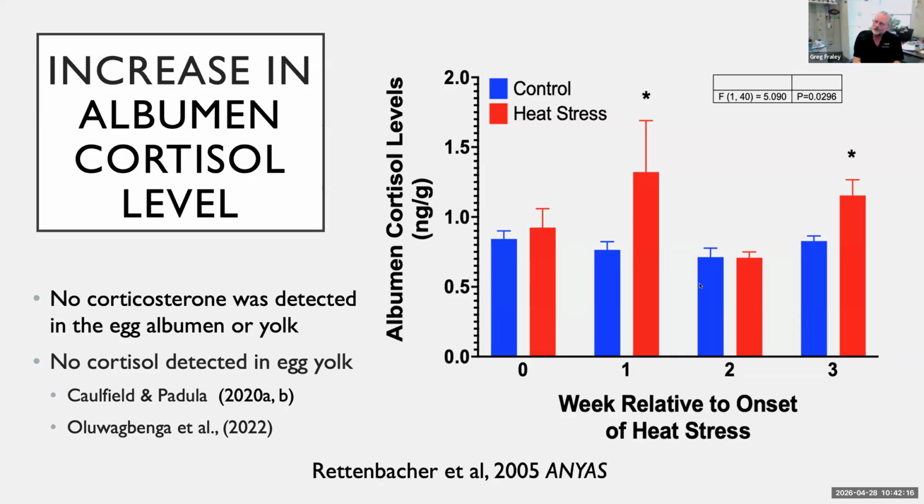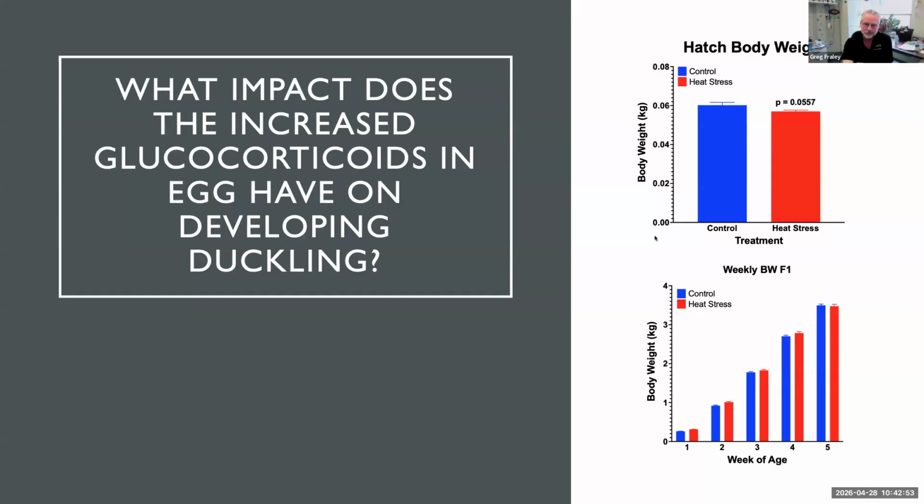finding it in the albumin versus yolk is important. And there was a study a while ago now by Rittenbacher, reported in Annals of the New York Academy of Sciences, where they injected radio-labeled corticosterone in chickens, and they actually found that it was accumulated in the albumin, not the yolk. So how exactly is that getting in there? I'll talk about that later. But that's really important. But what is it doing? Does that cort have an effect on the offspring?